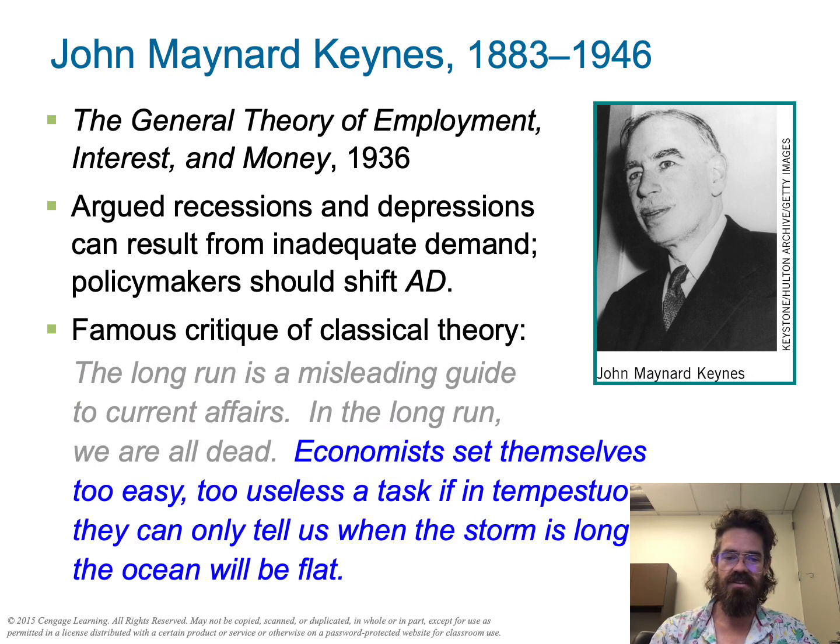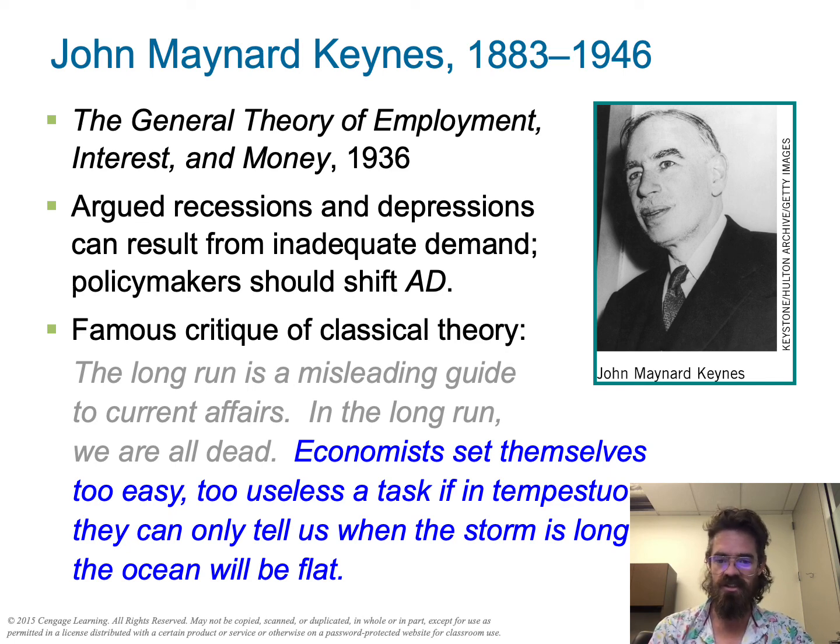And he continued to say, economists set themselves too easy and too useless a task if in tempestuous times they can only tell us when the storm is long gone, the ocean will be flat. That's a nice picture of his critique of the classical model, right? It's pretty useless for me to tell you that when the storm's gone, everything will be calm. That's basically what the classical model tells us. It's not very useful when thinking about what's going on right now in the short run. We need some better model.